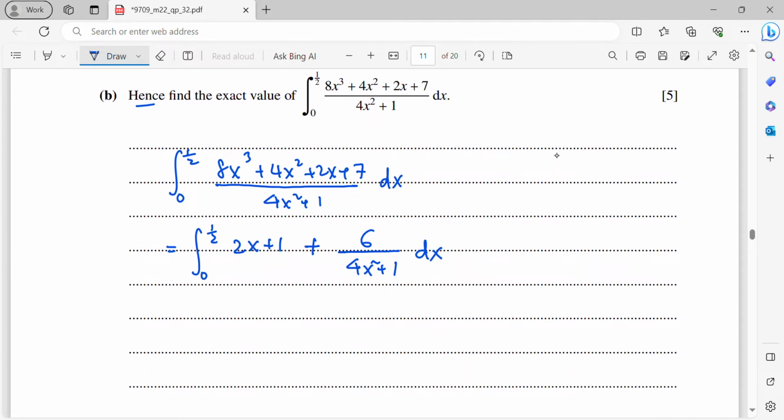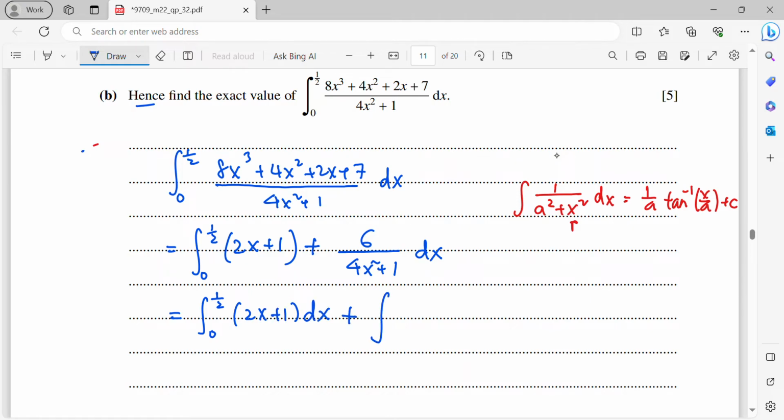Okay, so now for the first integration should be no problem, 2x plus 1. But then for the second integration, we need to refer to the formula. Integrate 1 over a squared plus x squared dx equals to 1 over a inverse tangent x over a plus c. Okay, so for you to use this formula, make sure it is 1x squared. And the other term is a squared. So now I will split it into two integrations.